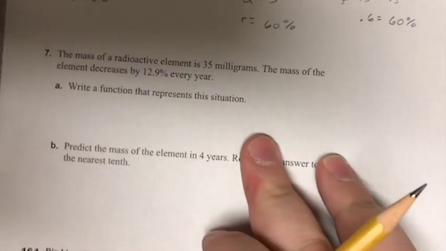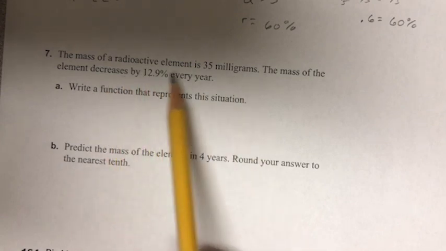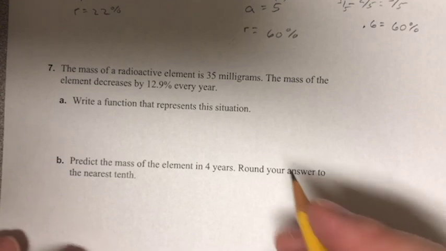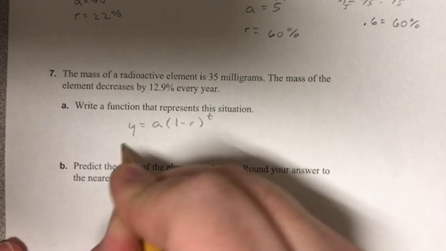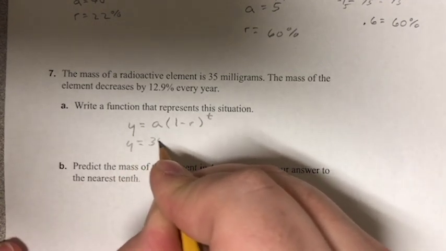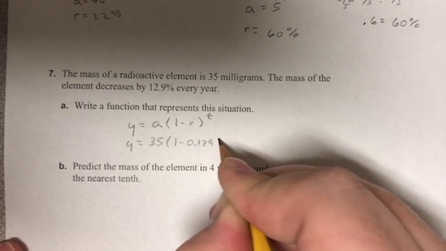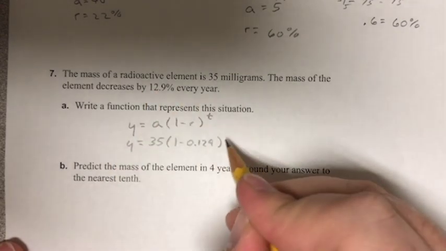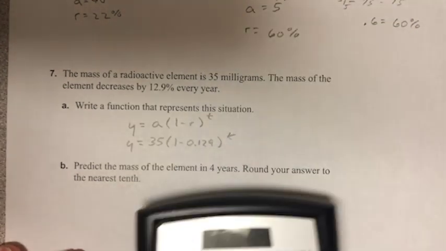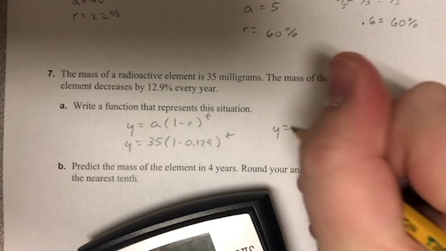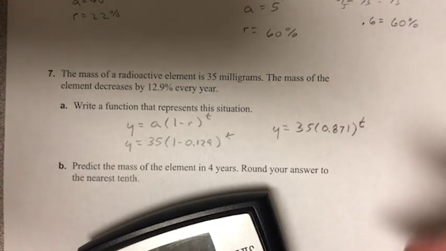All right. Number 7, it says the mass of a radioactive element is 35 milligrams. The mass of the element decreases 12.9% every year. Write a function that represents this equation. Well, let's start with our basic thing. We know that we are going to subtract each time. So what we start with is our 35, times 1 minus 0.129, because we have to change that into a decimal. Then let's find out what that's equal to. 1 minus 0.129 is 0.871. So our final equation is y is equal to 35 times 0.871 to the t power.